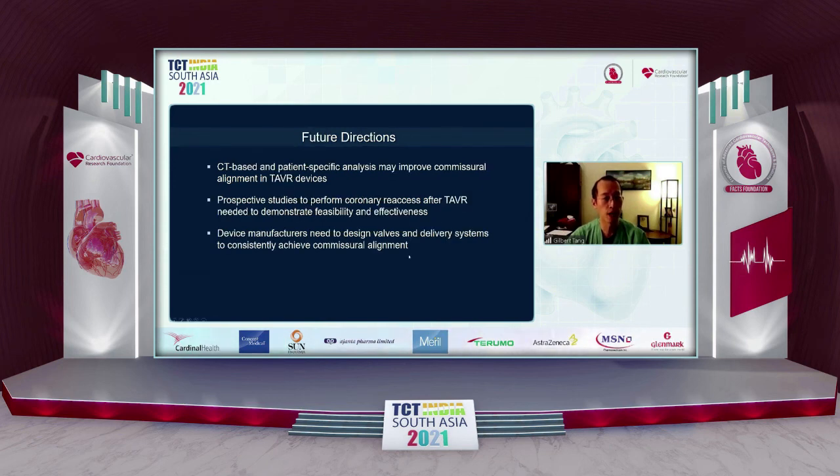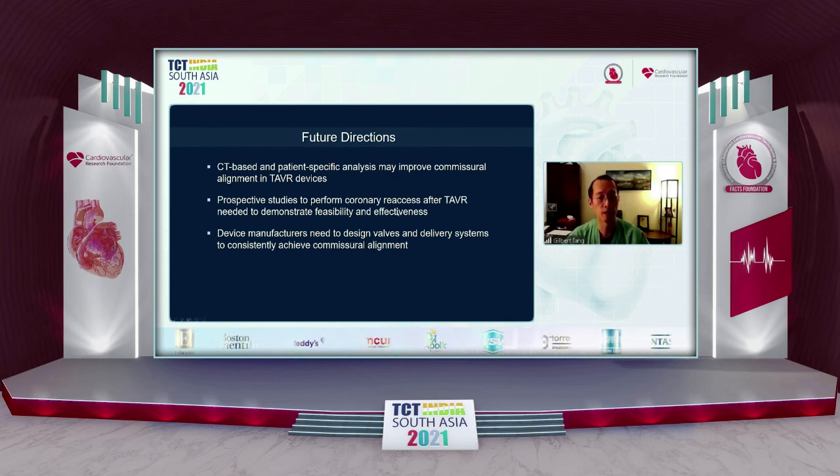But you can see that now there are newer techniques and methodology, looking at CT-based or patient-specific ways to improve commissure alignment of devices. We still need to do a prospective study looking at coronary access after TAVR to really demonstrate that commissure alignment matters for coronary access. And finally, we need to ask our manufacturers to really make valves and delivery systems that achieve commissure alignment consistently, irrespective of the patient anatomy, rather than what we do right now, which is essentially a Band-Aid method.